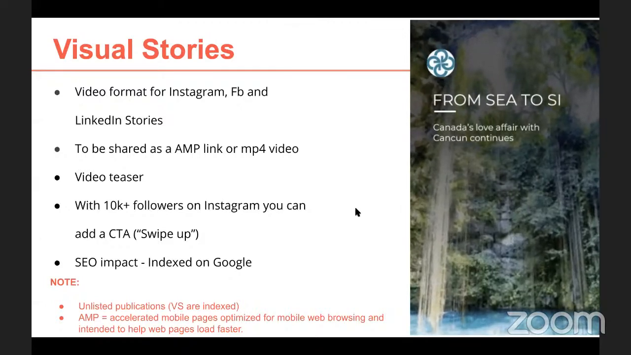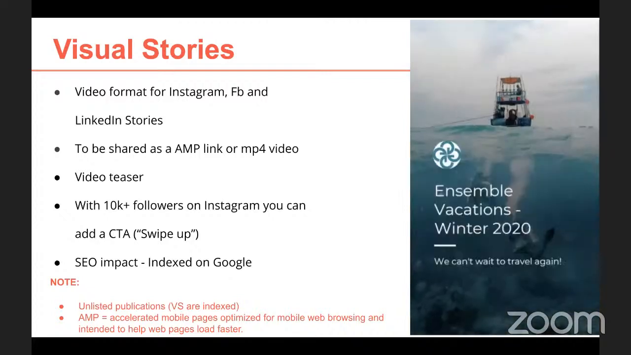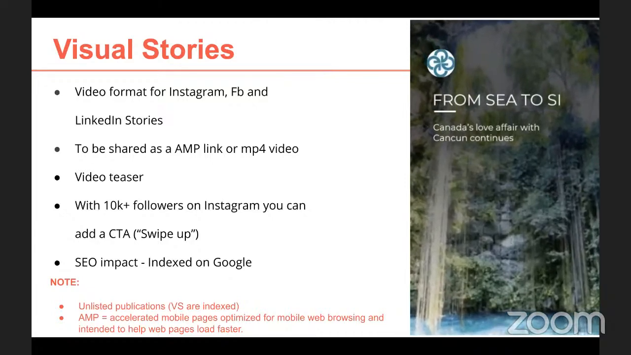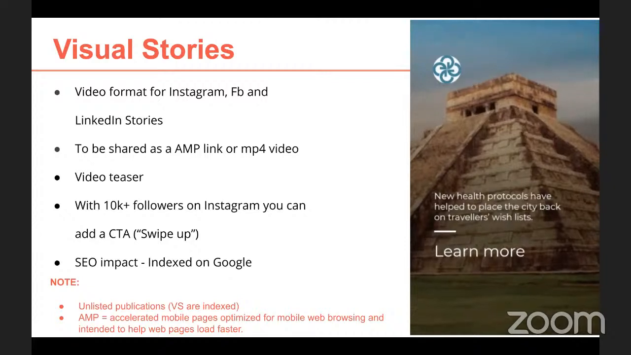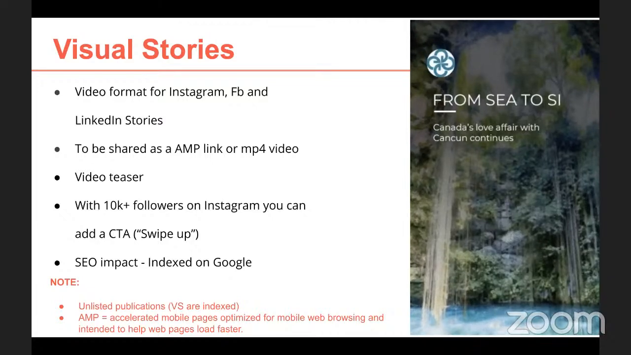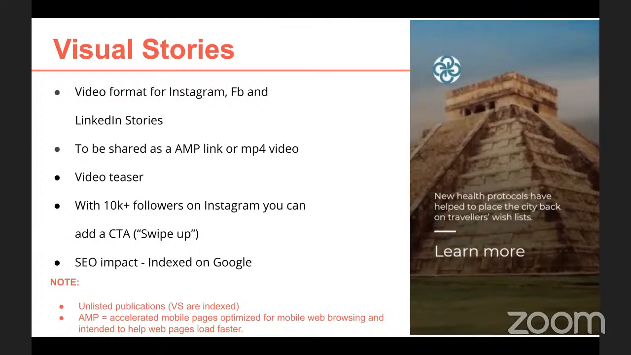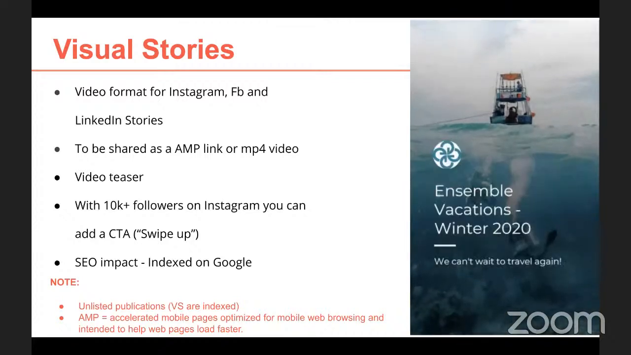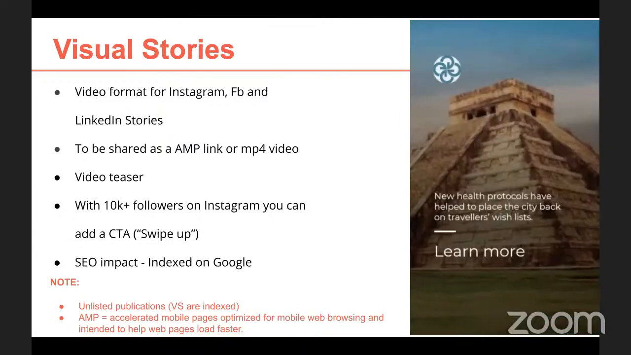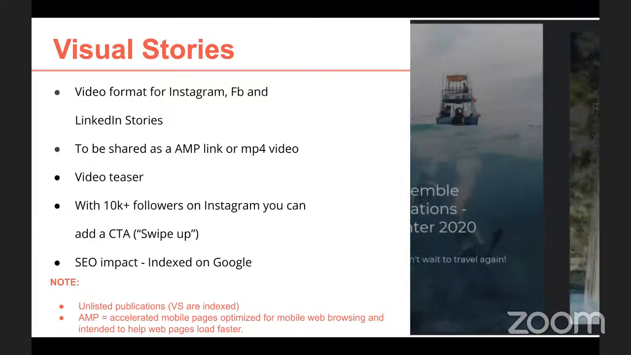So in comparison to article stories, visual stories have more of a video format, which is great for sharing out on different social media channels. So if you're looking to post it directly to your stories in Instagram, Facebook, or LinkedIn, this is a great way to do so. Visual stories have the advantage of being able to be shared out as either an AMP link, and AMP stands for Google Accelerated Mobile Pages, and this is a Google initiative. All this does is make it so that your visual stories can load faster on a mobile device, or it can be downloaded directly as an MP4 video and then shared out wherever you want.